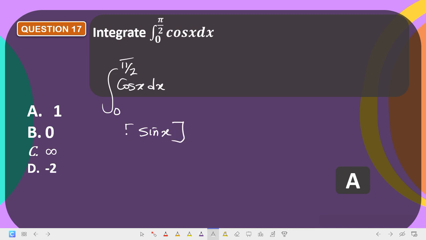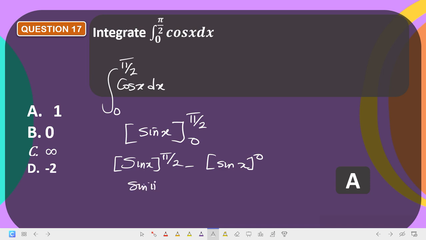We have limits given to us, which are pi over 2 and 0. What this means is write sine s, then pi over 2 minus sine s at 0. So wherever you see s, put pi over 2. So this becomes sine pi over 2 minus sine 0. Pi over 2 means 180 divided by 2, because pi is 180 degrees. So sine 180 divided by 2 is sine 90 minus sine 0.